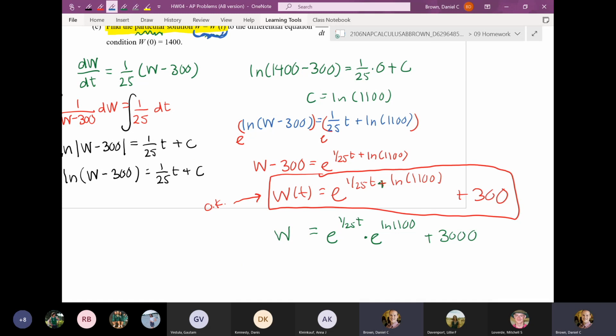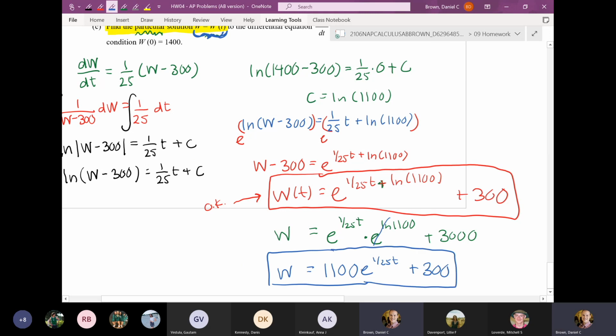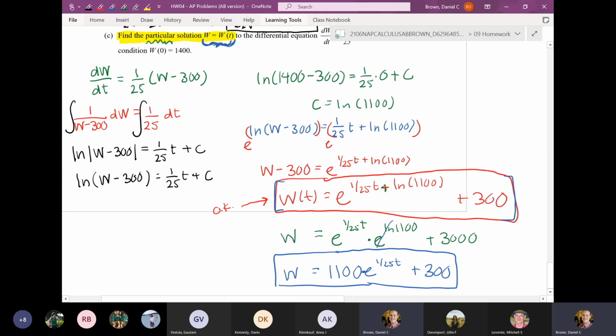Now that that e is touching the natural log, it cancels. And a simplified version of this one would be that 1100 as a coefficient in front of the e, still having that plus 300 on the outside. So notice that that 1100 is multiplied, not added. That's a common mistake I see when simplifying. That's the better answer, but honestly, this unsimplified one would earn full credit. So in many ways, it's not worth the risk to try to simplify it.